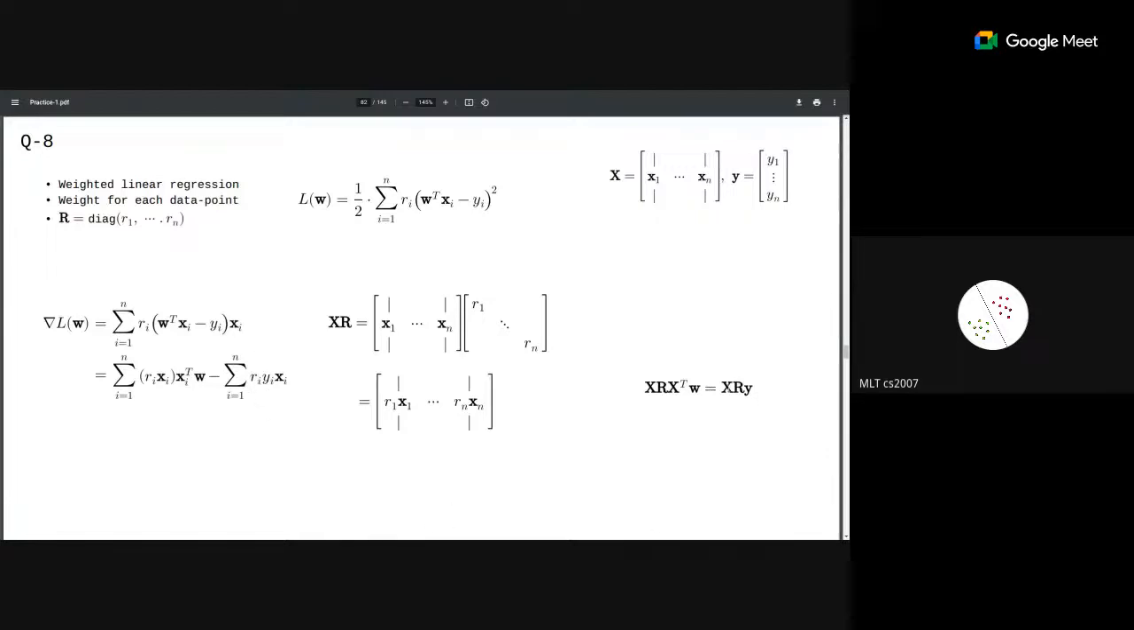Now, once you have this, how do you find W? If the matrix on the left is invertible, you just do this. For a moment, assume that R is the identity matrix. What does that mean? It's just normal linear regression, the usual. All weights are equal and they are all one. So it's the usual (X X transpose) inverse X Y.